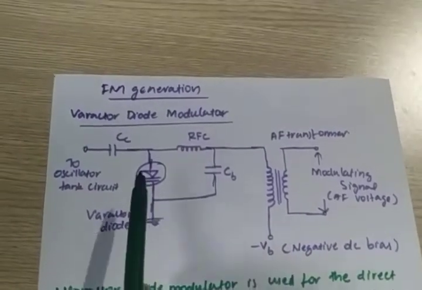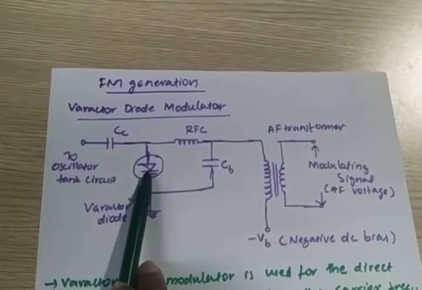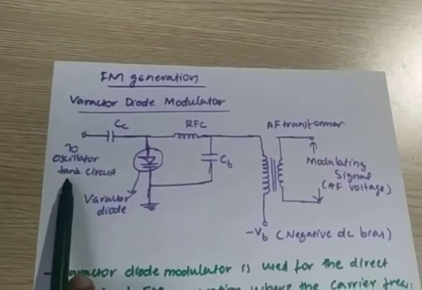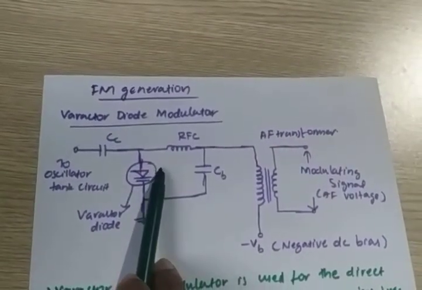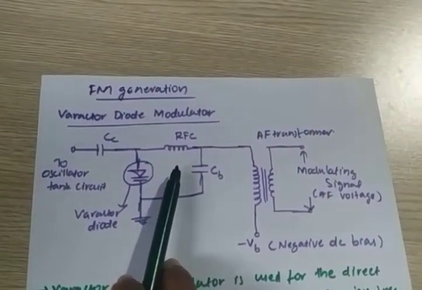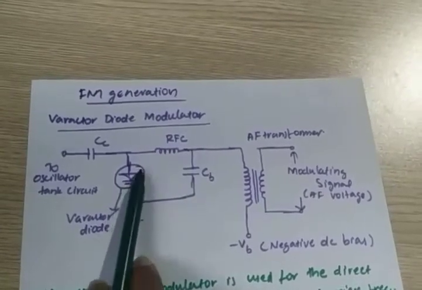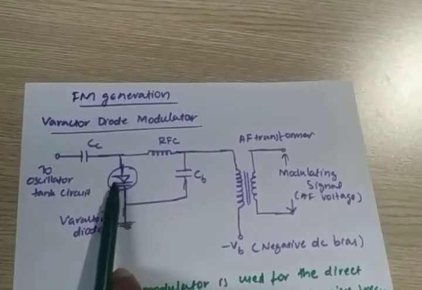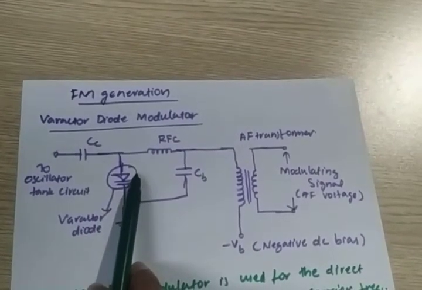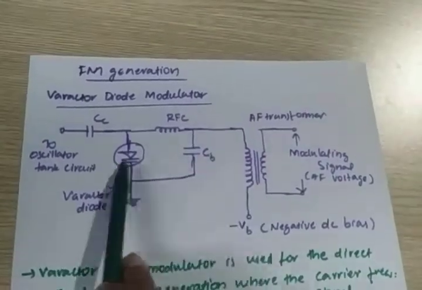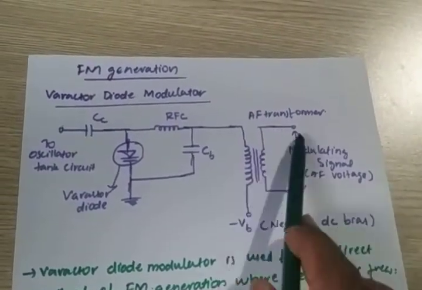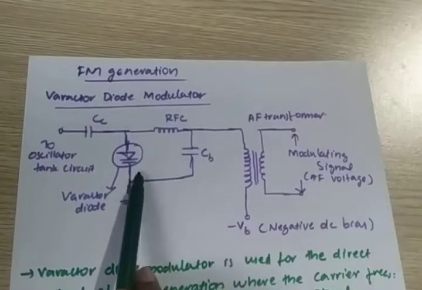So the varactor diode is connected to the tank circuit or filter of the oscillator circuit. If you need to vary the oscillation, you have to change either the inductor or the capacitor. So here the capacitor value, that means the junction capacitance of this varactor diode, is varying. How is it varying? When this diode is under reverse biased condition and you apply a message signal, according to the amplitude of the message varying, the capacitance will vary.